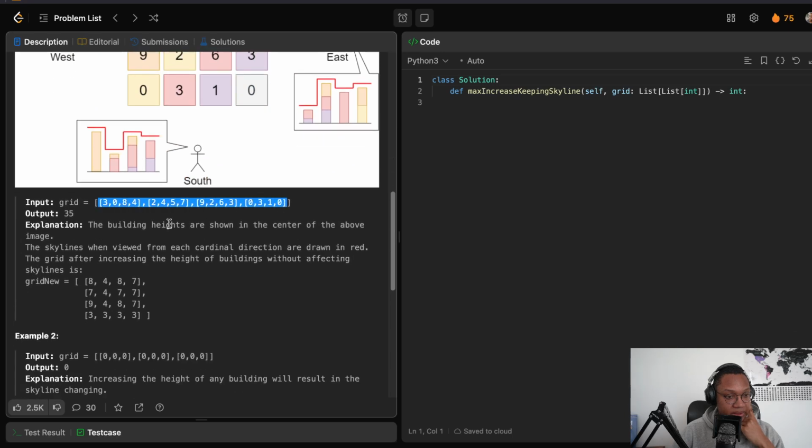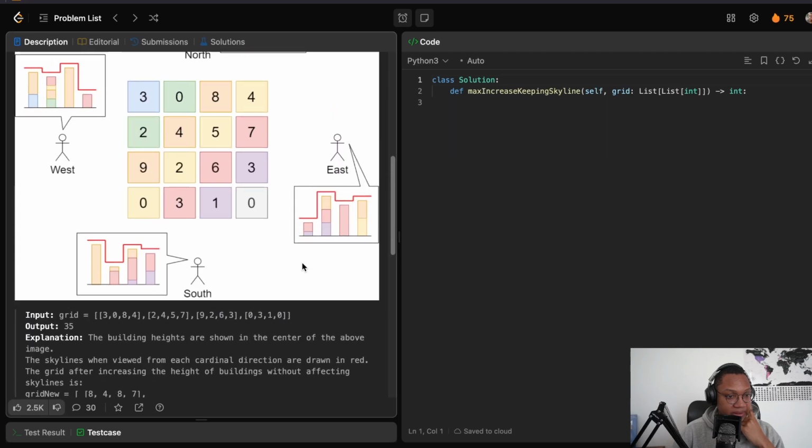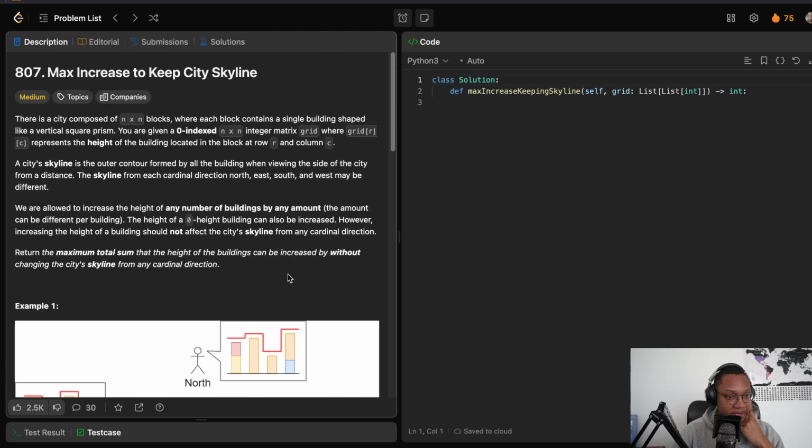So we have this building, 35 when viewed from each cardinal direction. The grid after increasing the height of the buildings without affecting the skyline. Oh my god, please no. We have a city, blocks, single shaped, vertical, 0 indexed, height. A skyline is the contour.